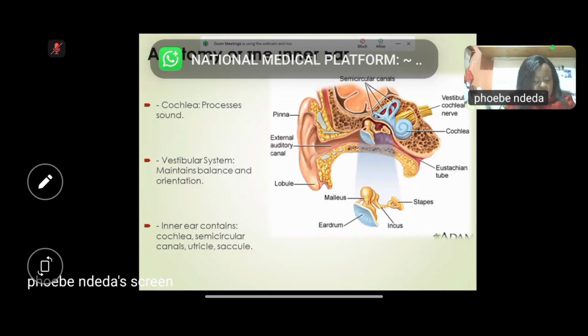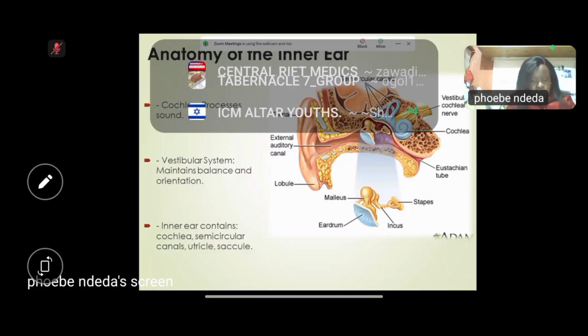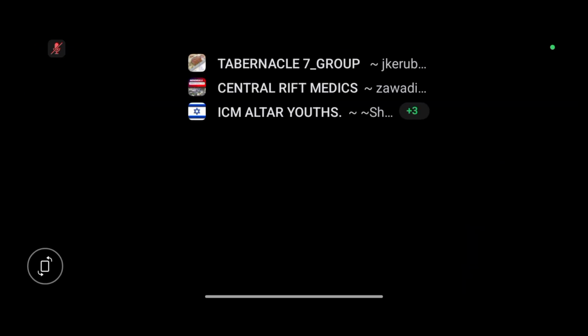Now, as we move on, you can see the eardrum there. That eardrum separates your outer and middle ear. Its function is that it acts as a receiver for sound waves by vibrating when struck by acoustic energy. Acoustic energy is what brings the sound to the eardrum. So the vibrations are transferred to the middle ear bones. Those middle ear bones are called the ossicles.